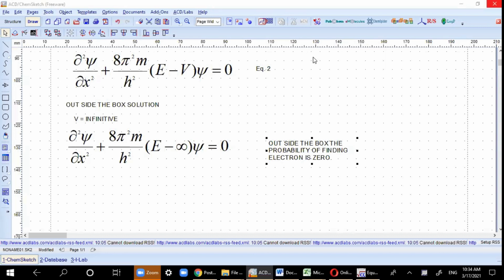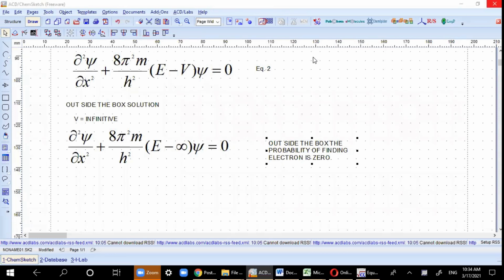Okay, but it is against our assumption. Either the electron should be present inside the box or outside the box. If it is inside, the potential energy is 0 or constant. If it is outside, the potential energy will be infinity. And if you substitute these conditions in equation 2, what happens now?